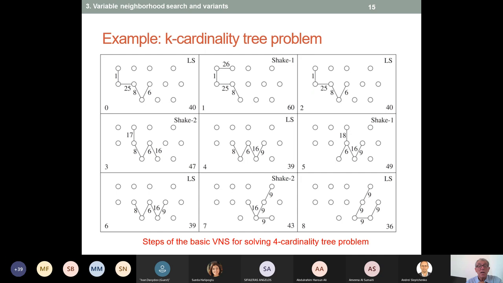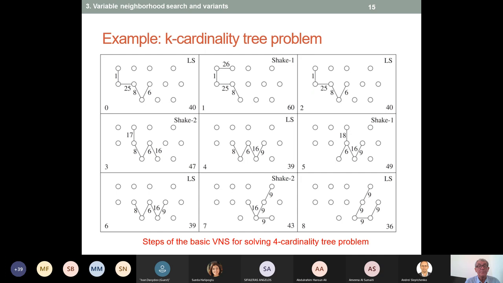In our case, we have the 4 cardinality tree problem, which is also proved to be an NP-hard problem. So if you have a complete graph with n nodes, the number of trees is usually n to the power n minus 2. Obviously, very much exponential, so not polynomial.